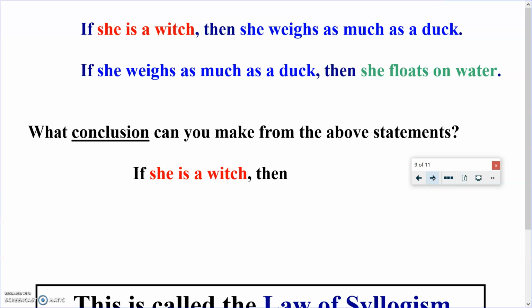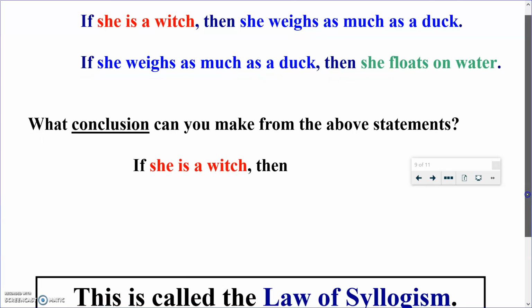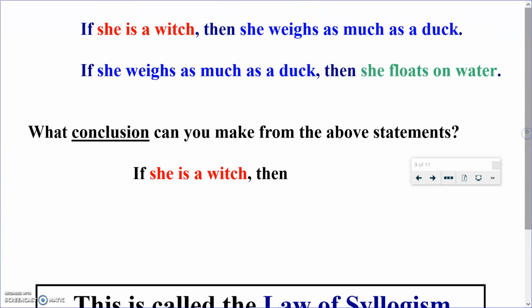So now we're going to talk about the law of syllogism. What the law of syllogism does is it takes two conditional statements and puts them together, and then we can create a third conclusion, a conditional statement. So we're going to take the two statements of if she is a witch, then she weighs as much as a duck, and if she weighs as much as a duck, then she floats on water. And we're going to turn those into one.